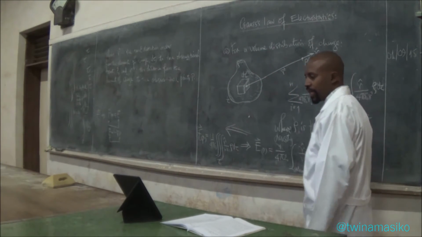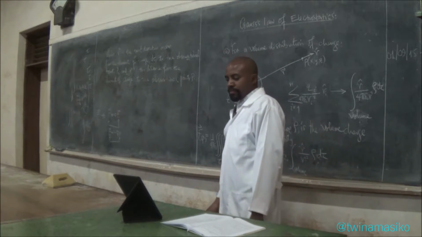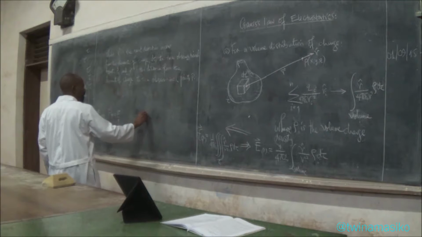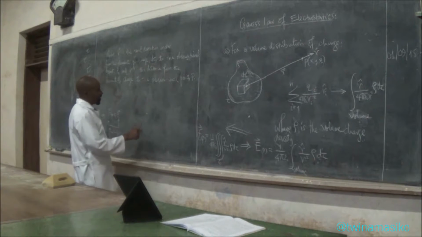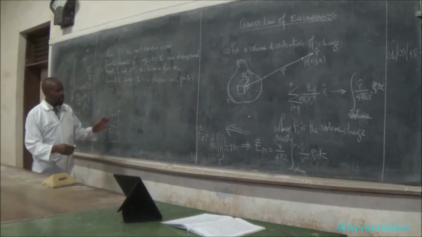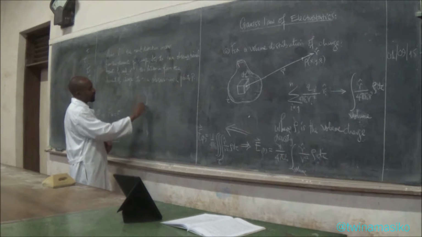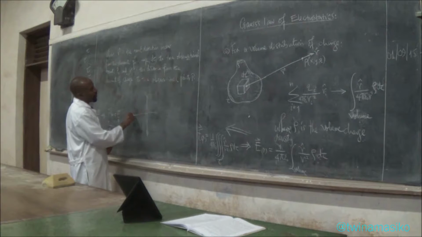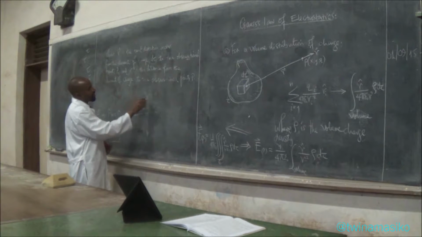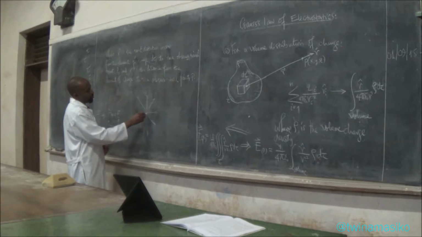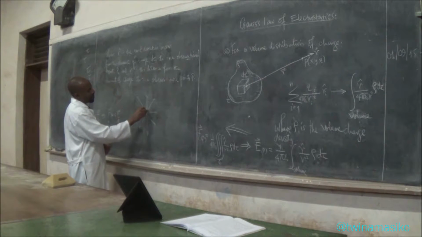Gauss's law of electrostatics. When you have electric charges, electric field lines, I did not repeat this business of a positive charge producing electric field lines which are outward. This is only on the condition that they should be emanating from the center point.